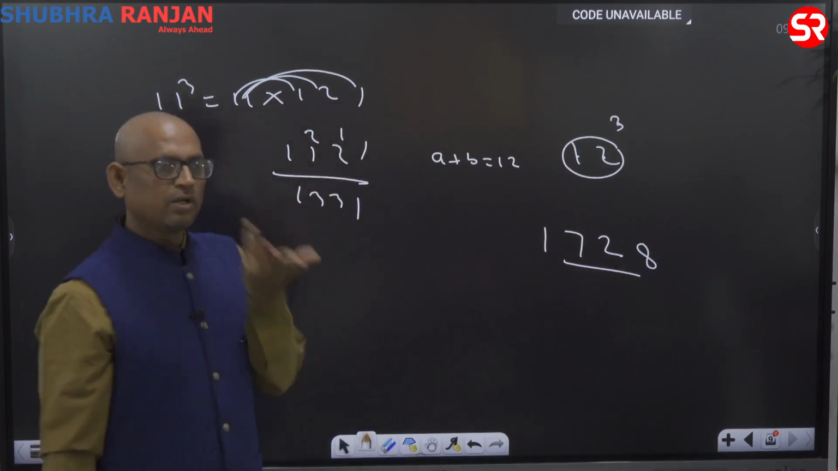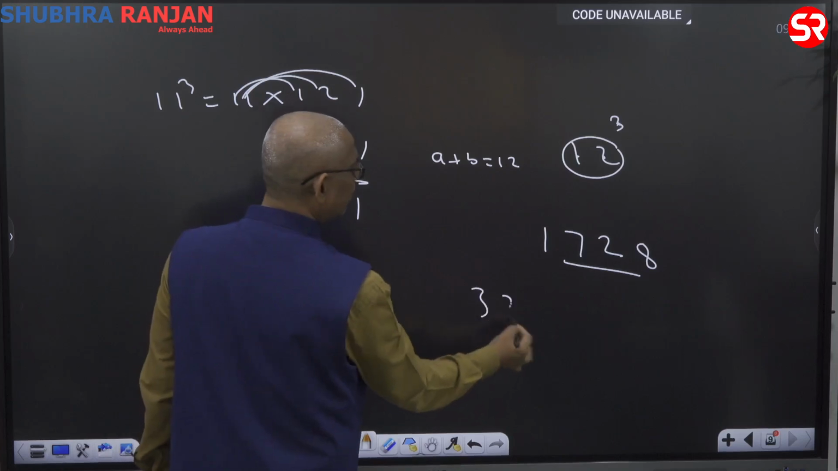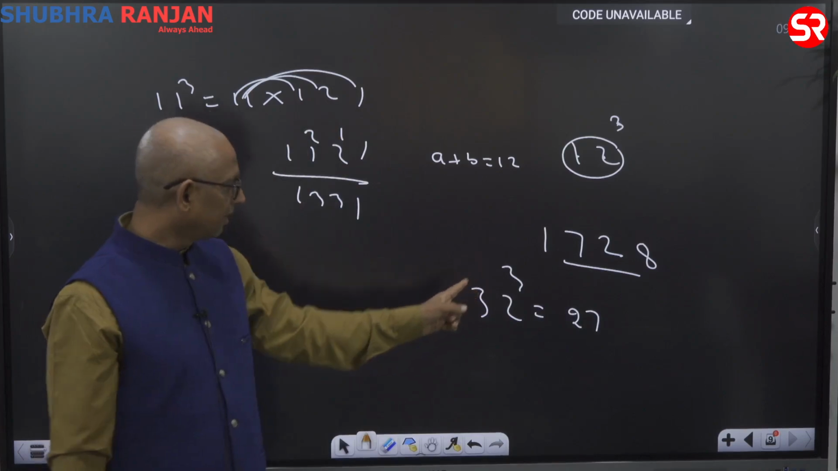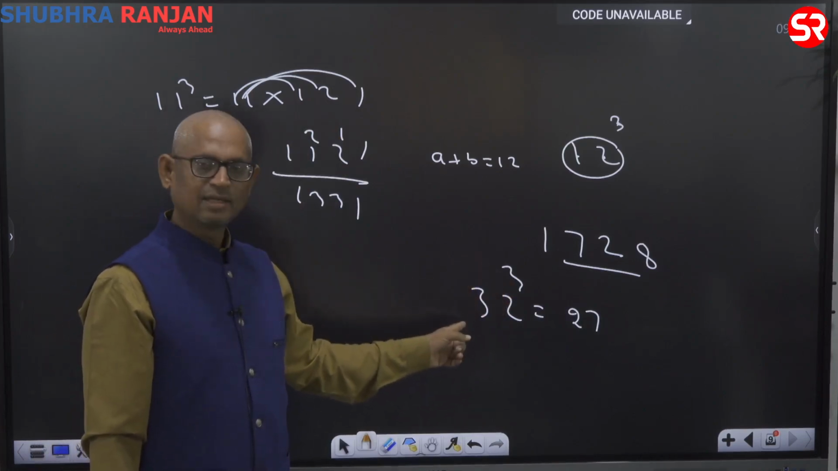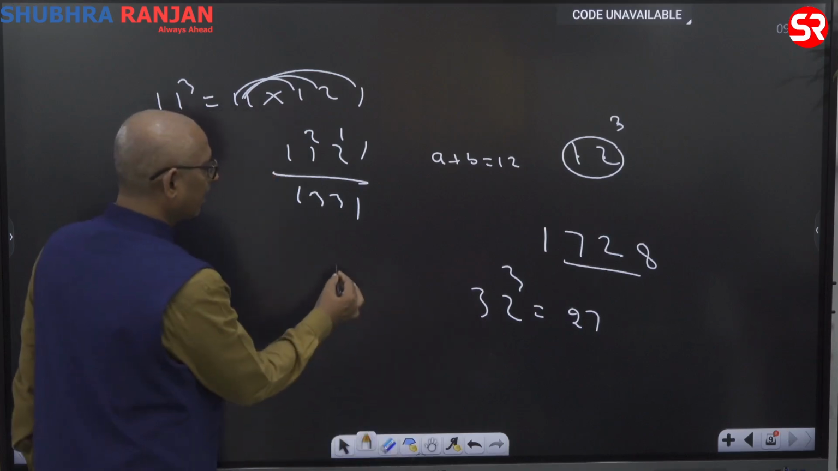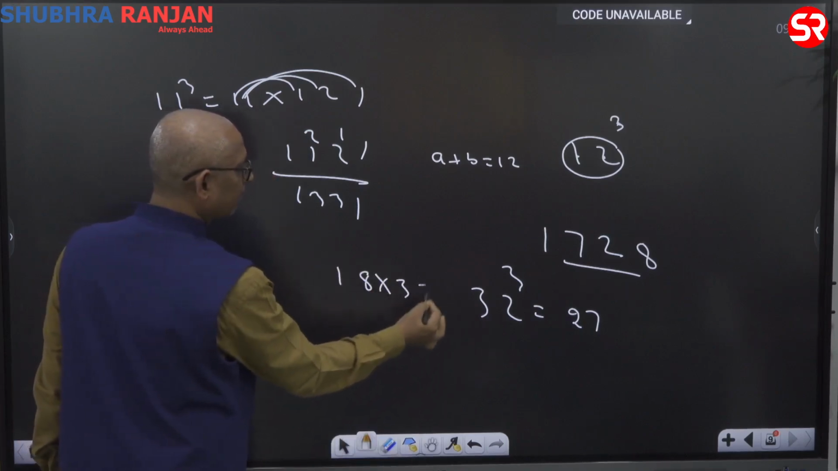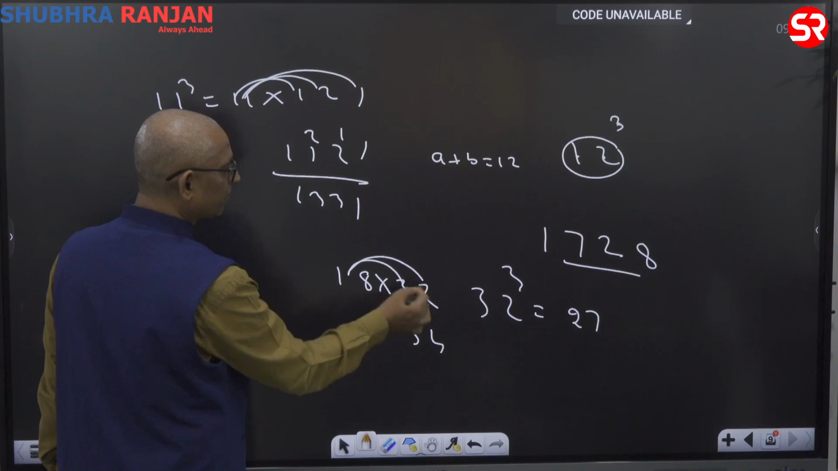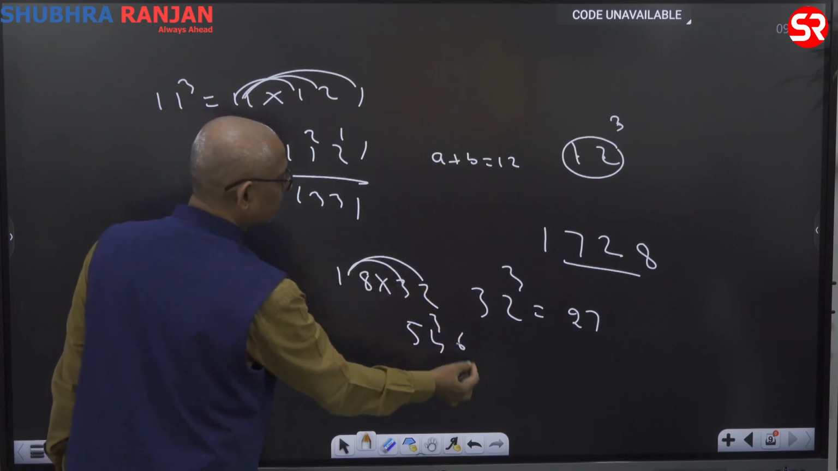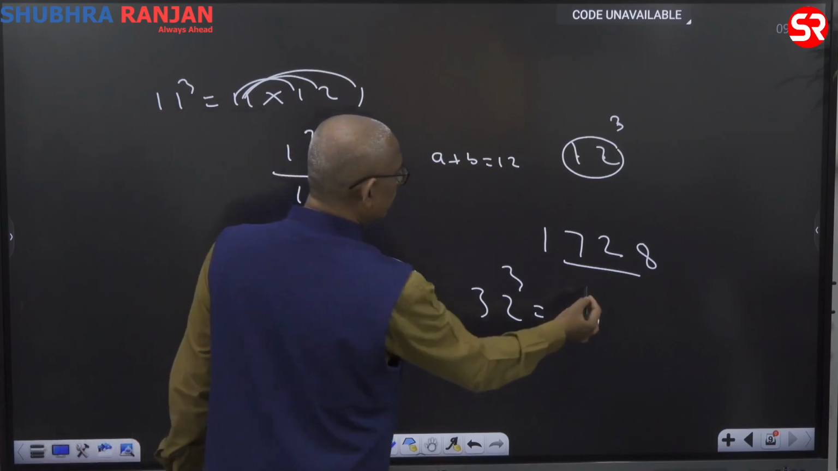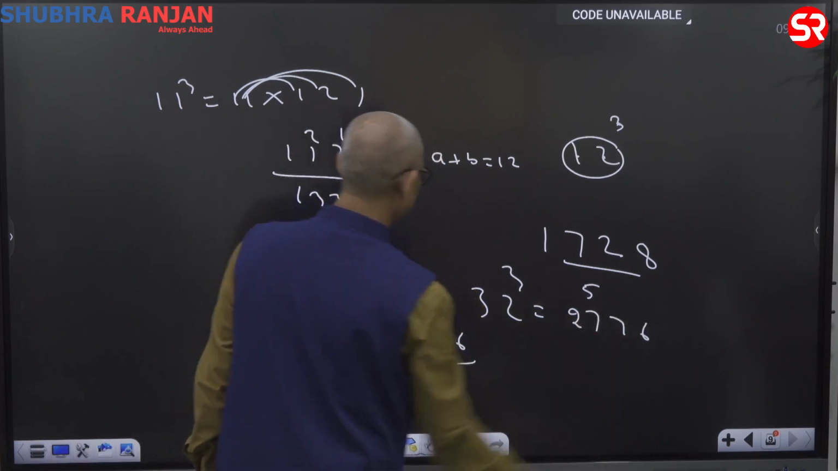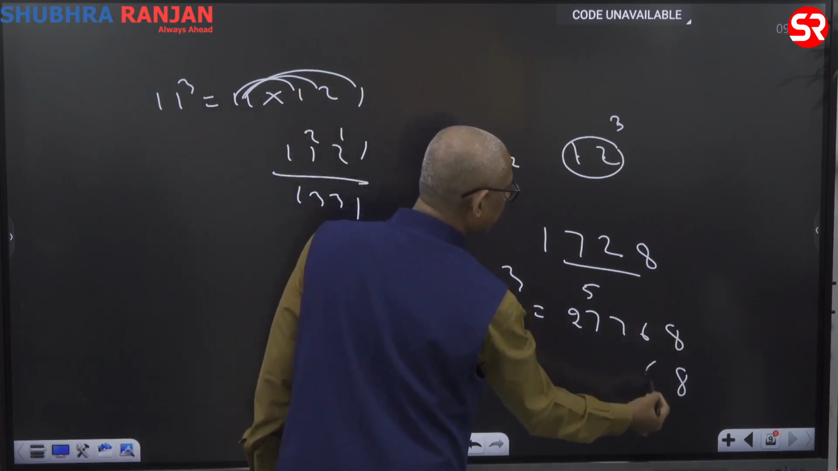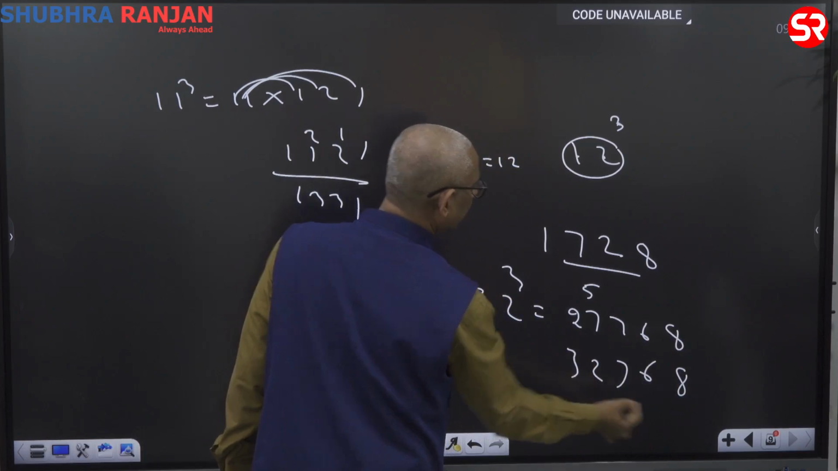If you are comfortable, you can use this also, no problem. 32 cubed means 3 cubed, 27. 3ab: 3 3s are 9, 9 2s are 18. 18 into a plus b, 32. 18 3s, 54. If you don't know, reverse we can apply. 18 2s, 36. So the answer is 576. Then 2 cubed is 8. So the answer is 8 6 7 2 3.